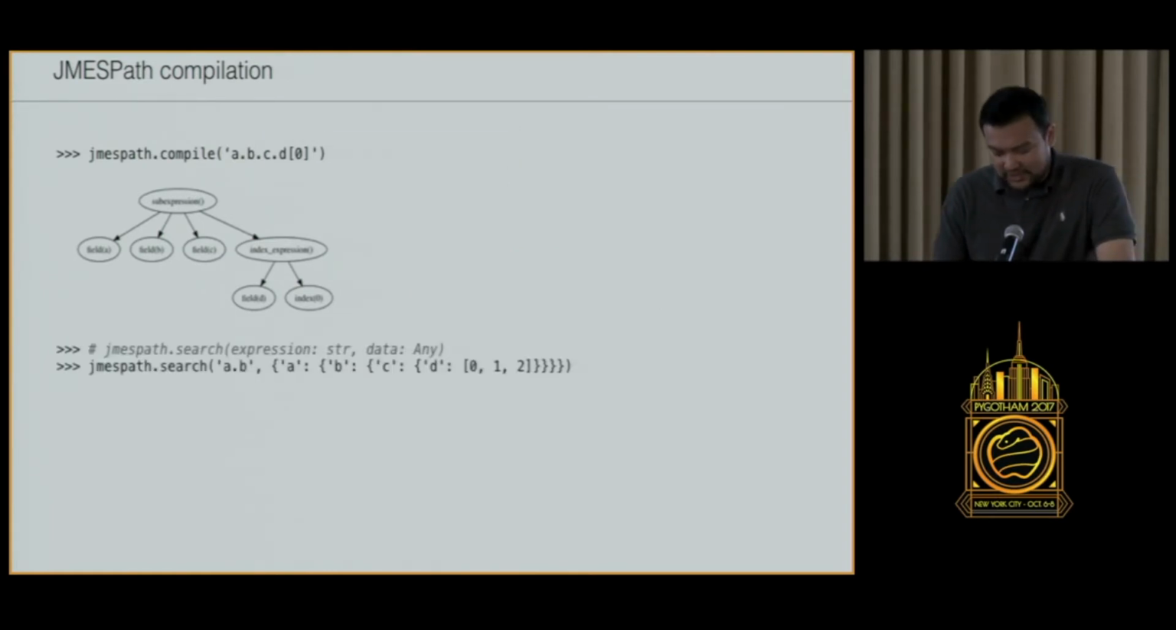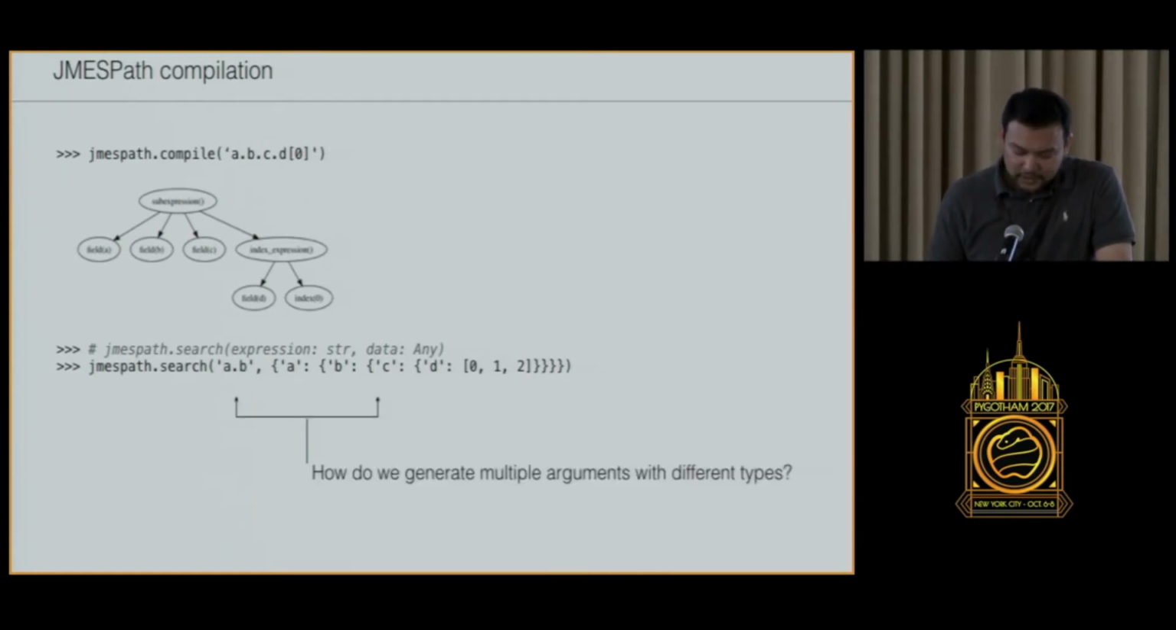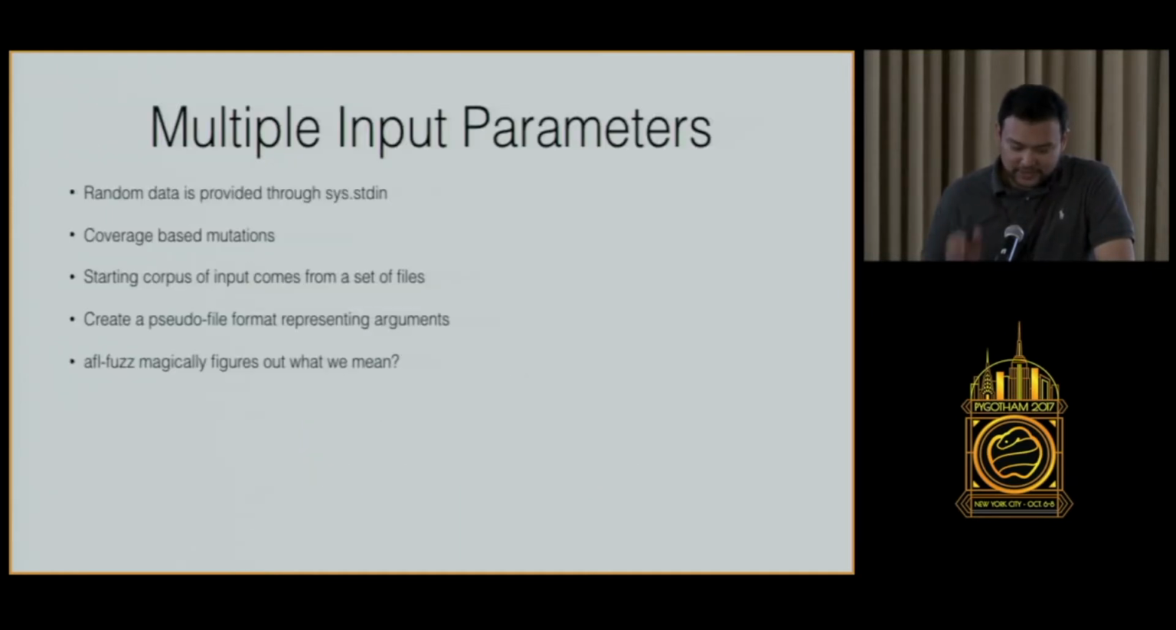But one of the things I started looking at was how do we actually use multiple input values. So in this case, not only do I want to fuzz the expression, but also the sample input data. So what I started experimenting with was trying to think of it as a file format, right? So you give it a sample corpus of files, and if we treat the files as a pseudo file format, does that actually work very well? Can we actually start creating a bunch of sample data that AFL Fuzz will magically figure out?